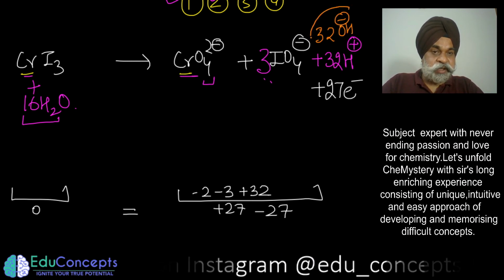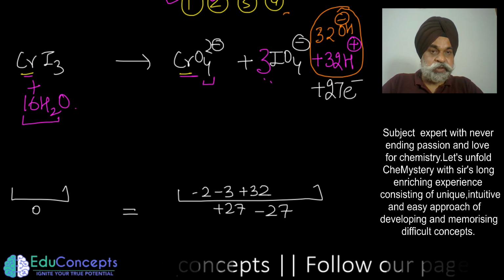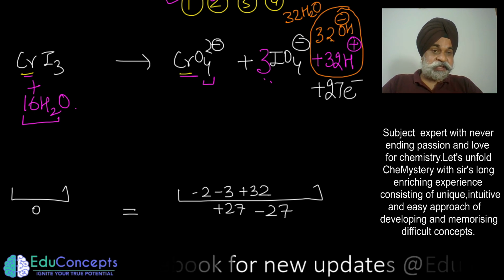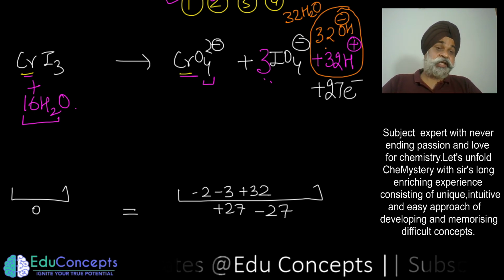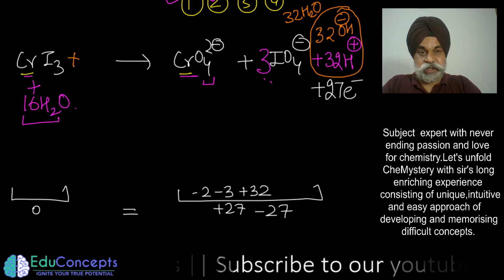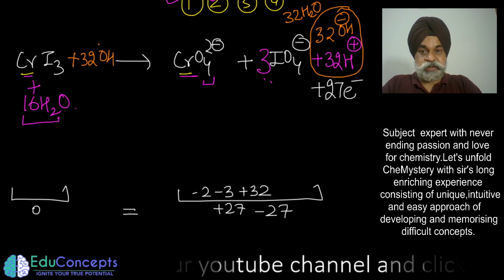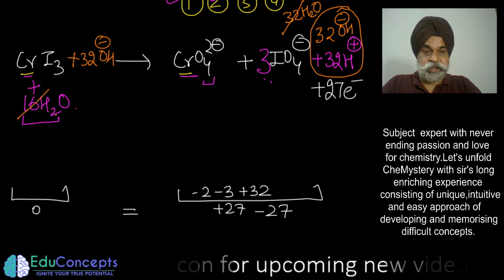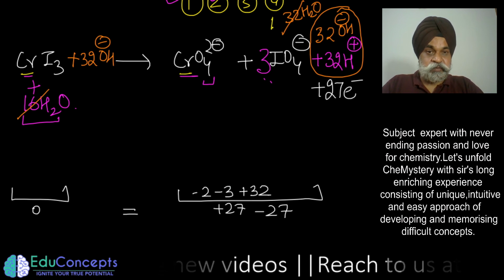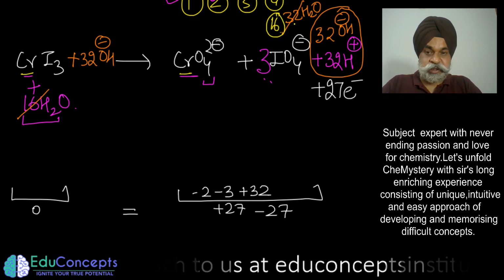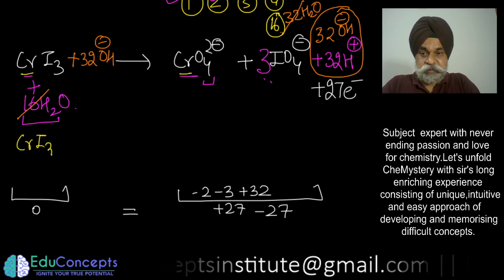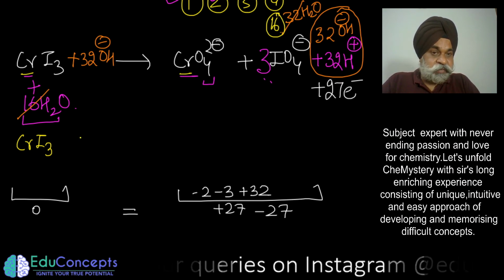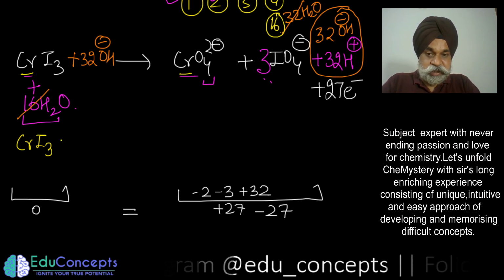So if I add 32 OH negative ions, this would become 32 water. Got it? 32 water. Since I added extra 32 OH negative on the product side, which otherwise is balanced, I have to put 32 OH negative ions on the reactant side also. Now you can cancel this water with this water. So how many water molecules do you get on the product side? 16. So for the overall reaction, because I haven't changed any charge, the number of electrons still remains the same on the product side, that is 27.